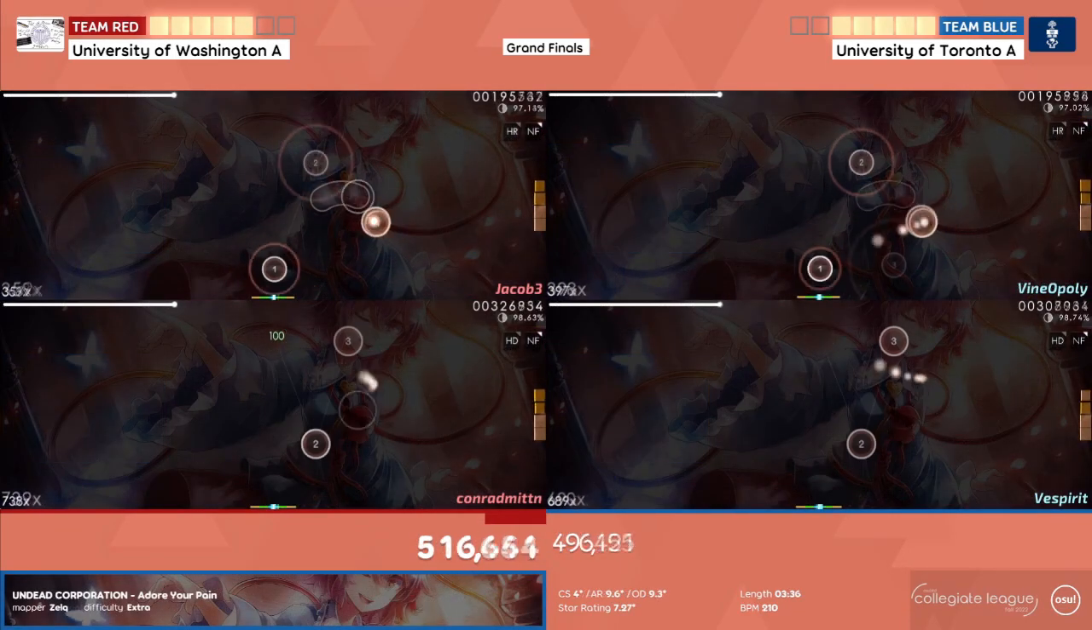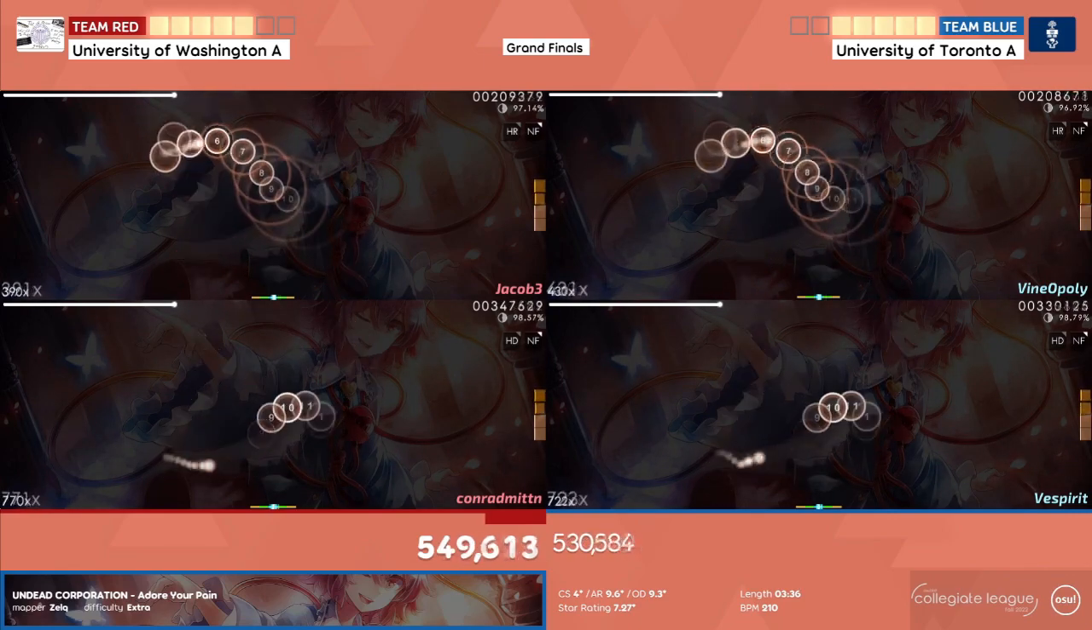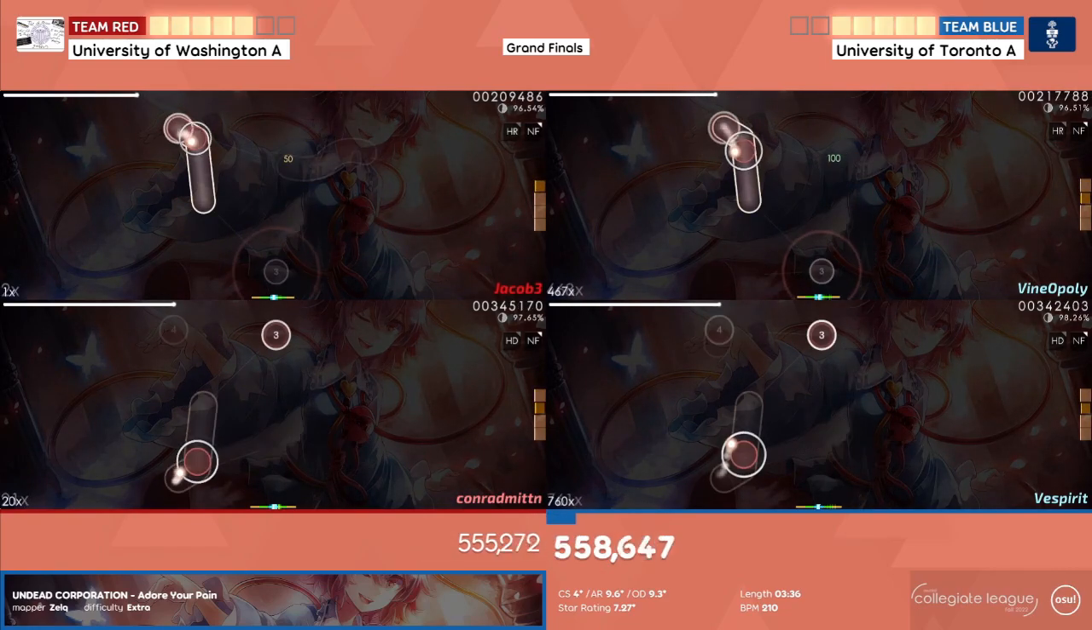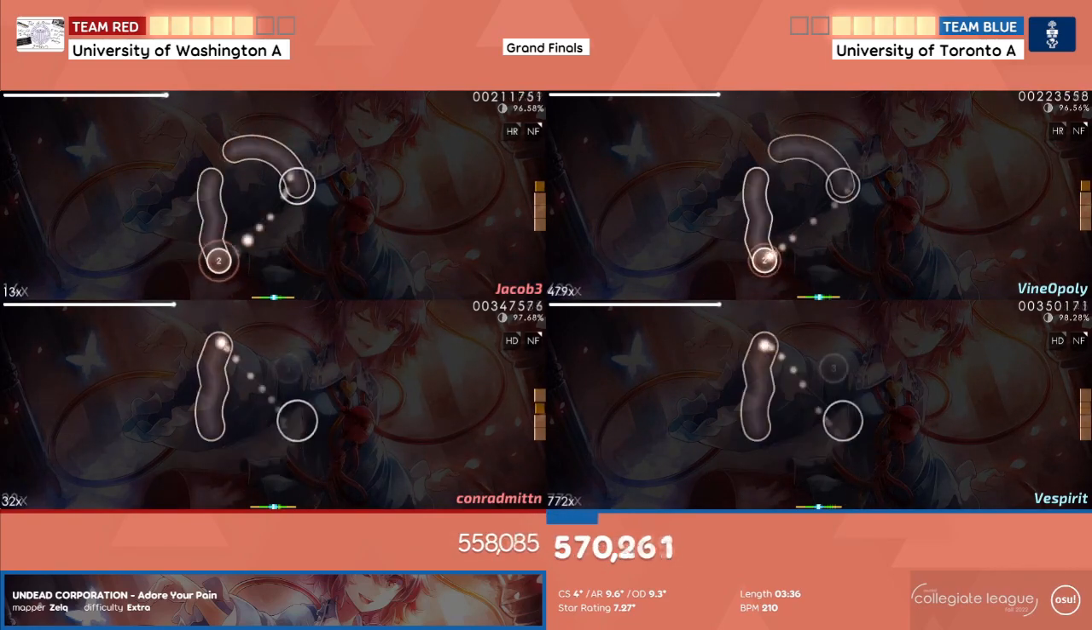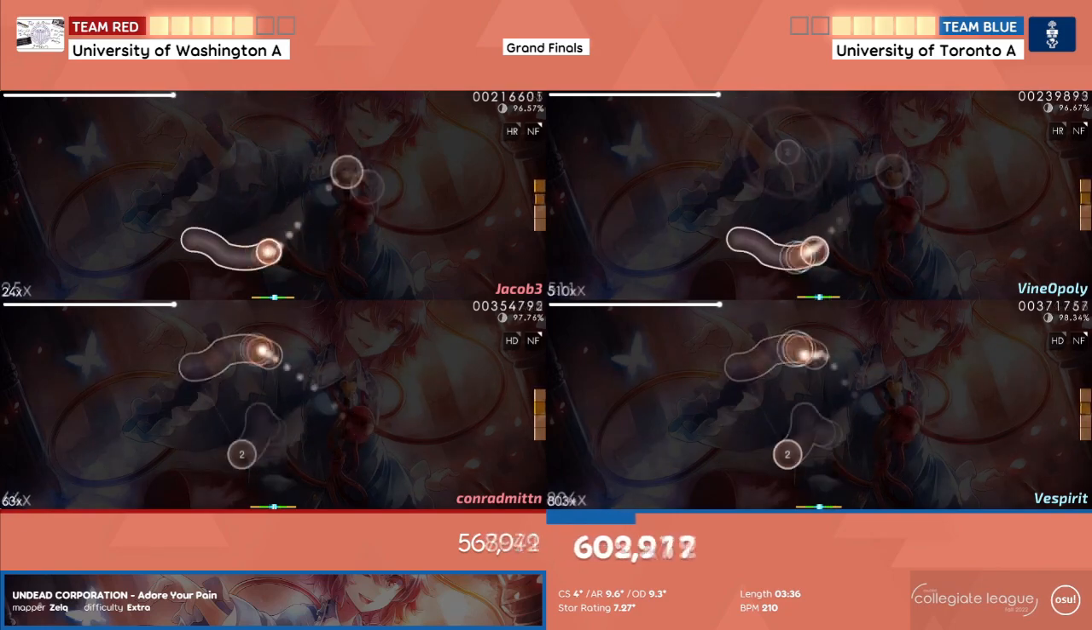Strong lead, and you're seeing that because of the accuracy. The accuracy on the side of Washington is not as strong as it should be to make sure they maintain here. And Conrad and Washington missing. Complete reset there. Toronto takes the lead. Jacob finding another miss there as it stands. Toronto is currently strong at the halfway point.